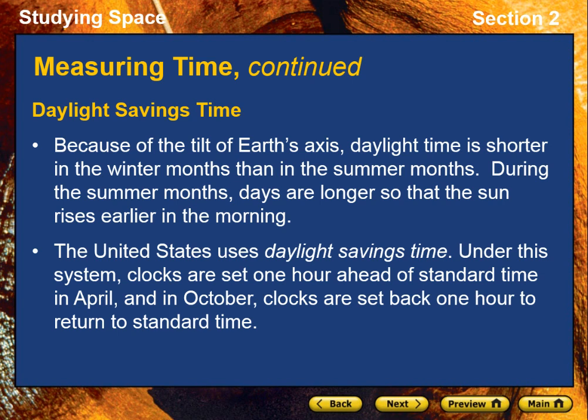Under this system, clocks are set 1 hour ahead of standard time in April, which provides an additional hour of daylight during the evening. The additional hour also saves energy because the use of electricity decreases. In October, clocks are set back 1 hour to return to standard time. Countries in the equatorial region do not observe daylight savings time because there are no significant changes in the amount of daylight time in that equatorial region. Daylight is about 12 hours every day of the year.